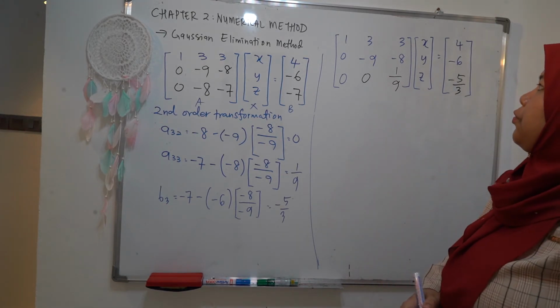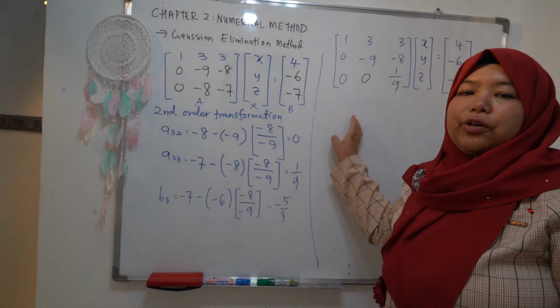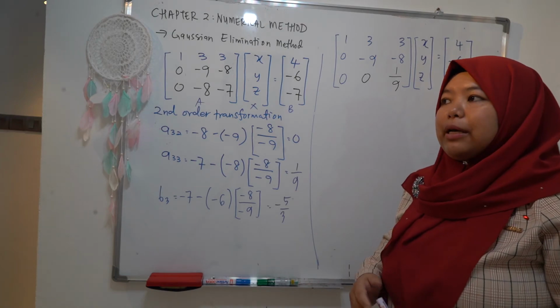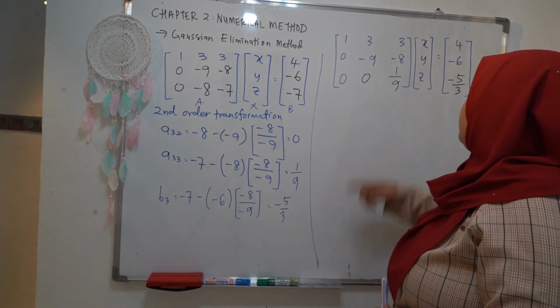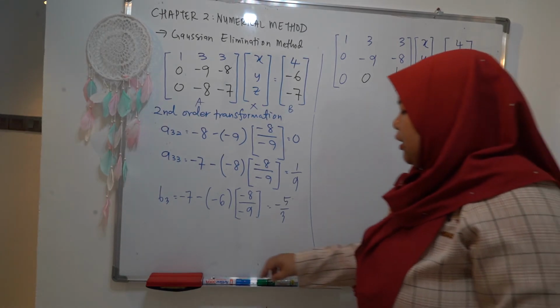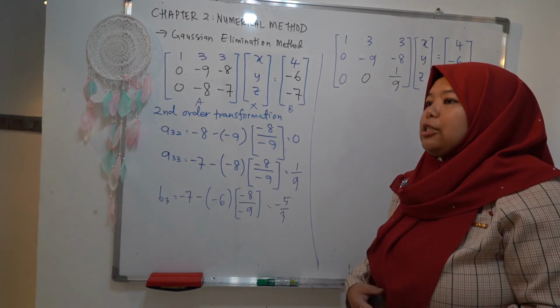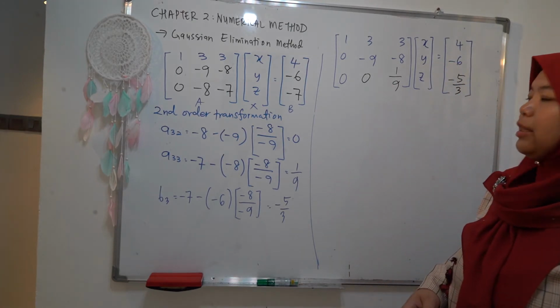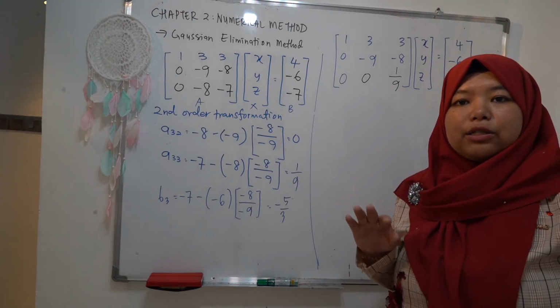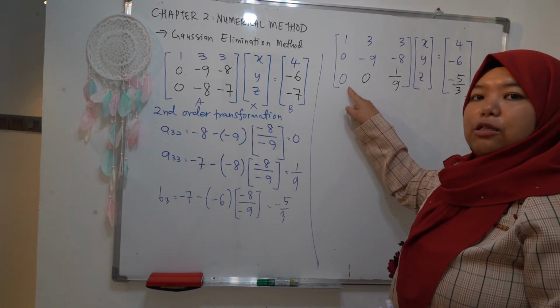So when we get the 3 numbers of 0, it makes it easier to find the roots of x, y, and z. So I start. For the tips, we will start with the row with the most zeros. In this case, I will start with the third row.